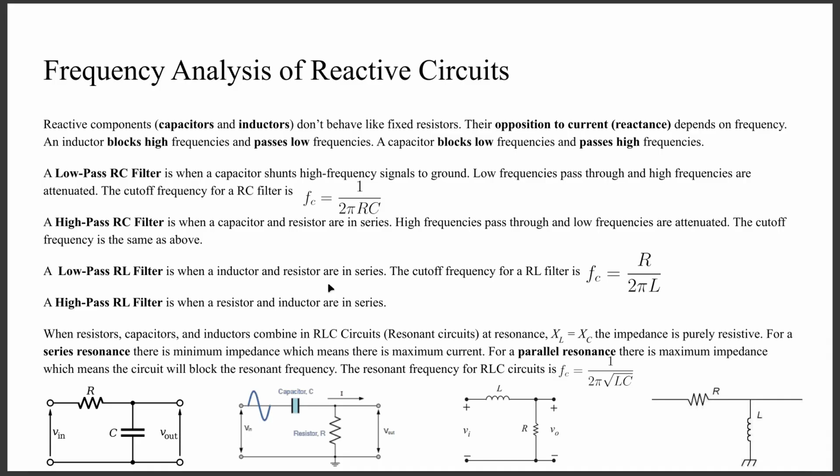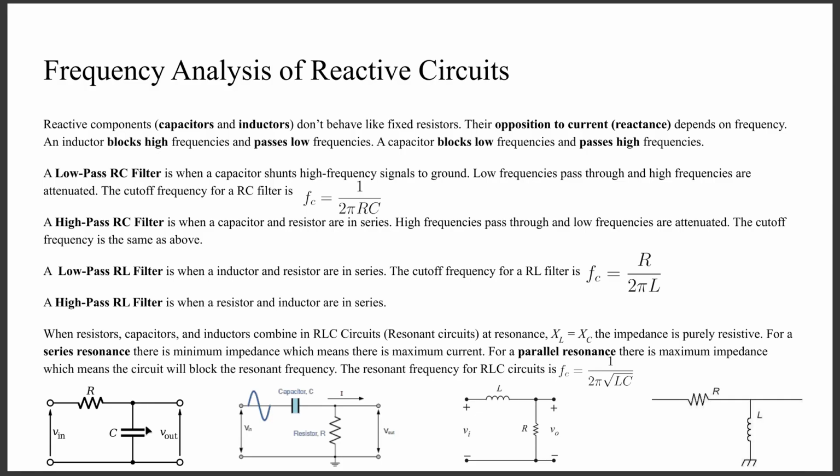The frequency analysis of reactive circuits. Reactive components, like capacitors and inductors, don't behave like fixed resistors. Their opposition to current depends on frequency. An inductor blocks high frequencies and passes low frequencies. A capacitor blocks low frequencies and passes high frequencies. A low-pass RC filter is when a capacitor shunts high frequency signals to ground. Low frequencies pass through and high frequencies are attenuated.